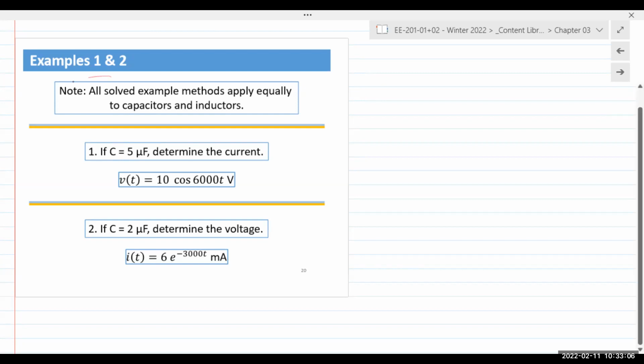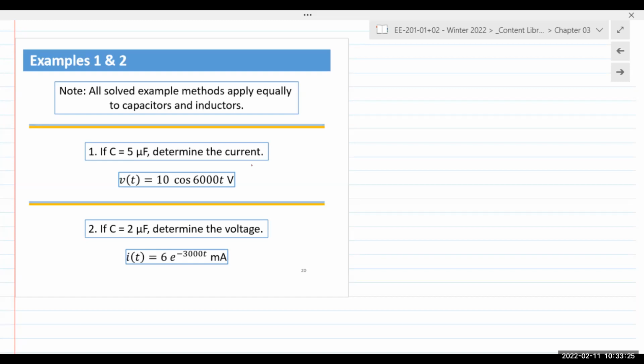One important note, all solved example methods use the capacitor as the component, but all 4 examples apply equally to inductors also. And I will show that for the first one.